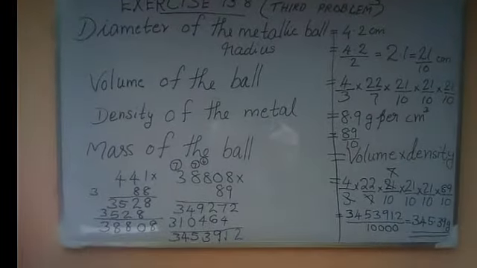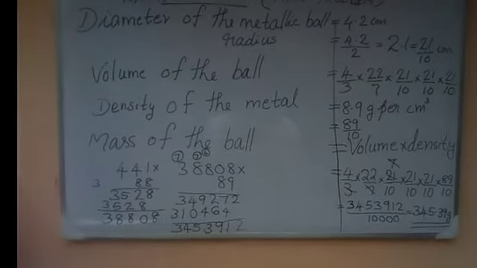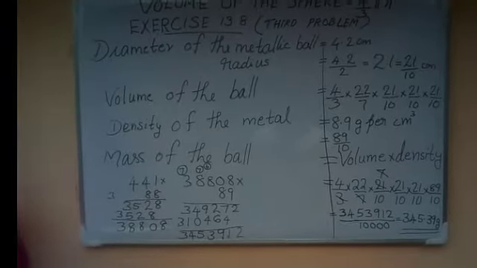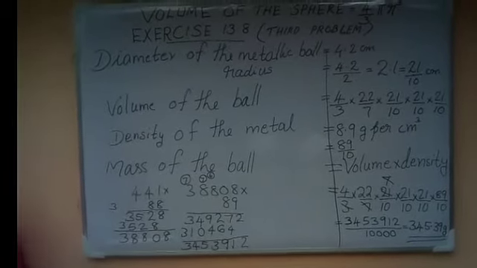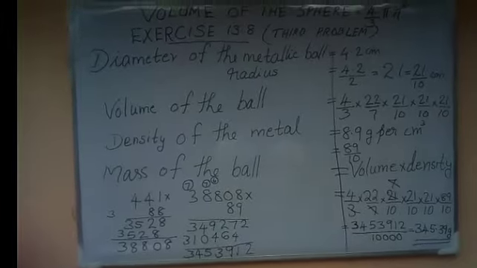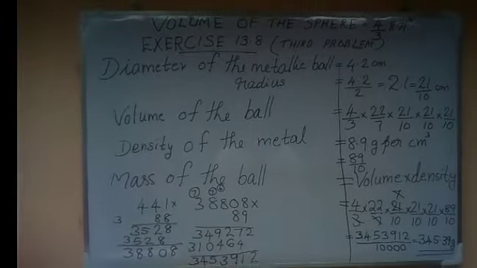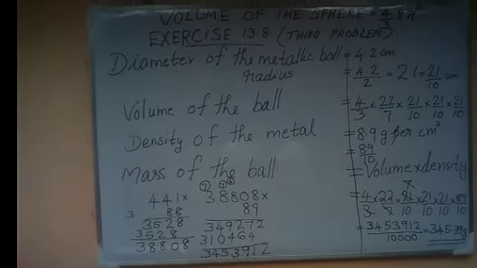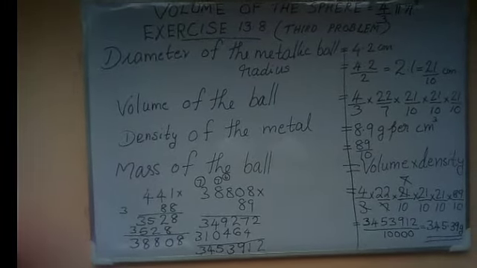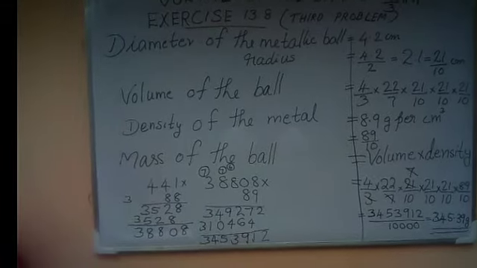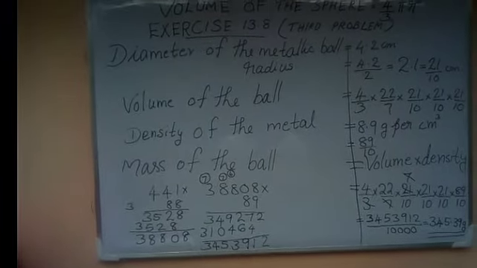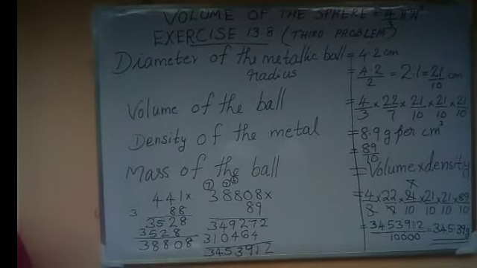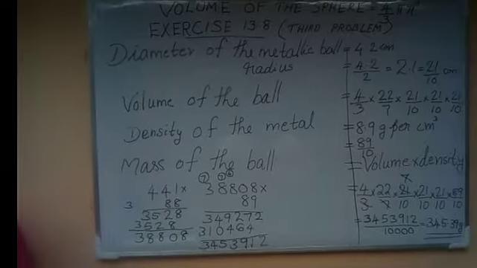Then how can you find radius? Radius equal to 4.2 divided by 2. That is 2.1. And that number is decimal. You change into fraction. That's equal to 21 by 10 centimeter. Next, volume of the ball. You can find the volume of the ball using the formula 4 by 3 pi r cube. Here 4 by 3 into 22 by 7 into 21 by 10 into 21 by 10 into 21 by 10.